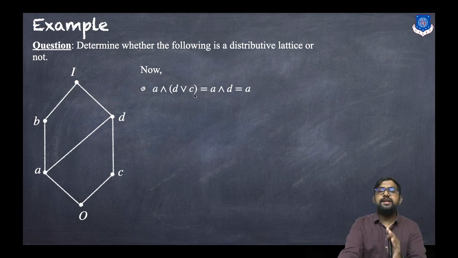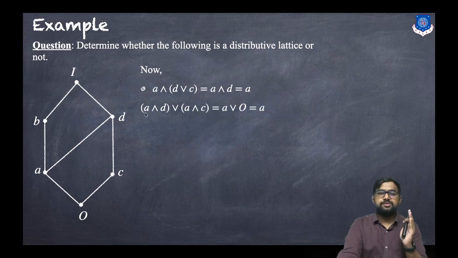Now A and (D or C). First, D or C. So where is D? As you can see, this is the least element and this is the greatest element, and the rest are the other elements. Now D or C is the least upper bound of D and C. What is the least upper bound of D and C? That is D itself. Now A and D means the greatest lower bound of A and D. So it will be this A. So this is the left hand side.